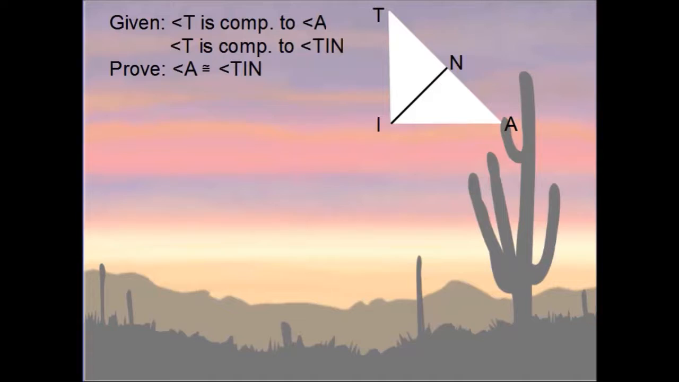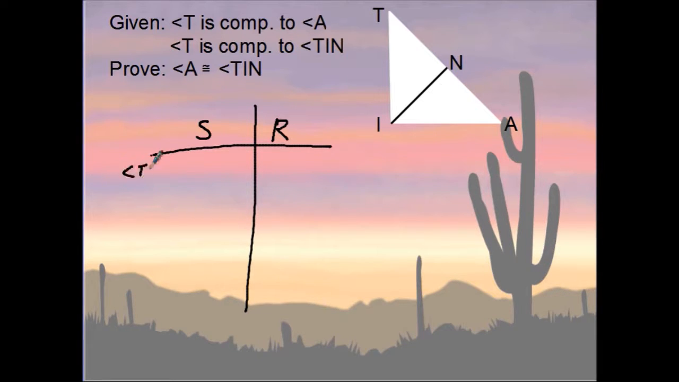Alright, so here we go. We're going to get into some more proofs here. So we know that angle T is complementary to angle A, and angle T is complementary to angle TIN. We're going to try and prove that angle A is congruent to angle TIN. Now, the way we're going to go about doing this is by using one of our theorems. So let's start off by making our t-chart. You can either write out the whole word statement, or let's just start putting an S for statement and an R for reason.